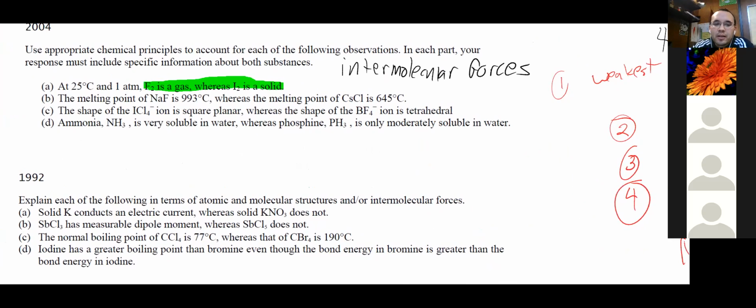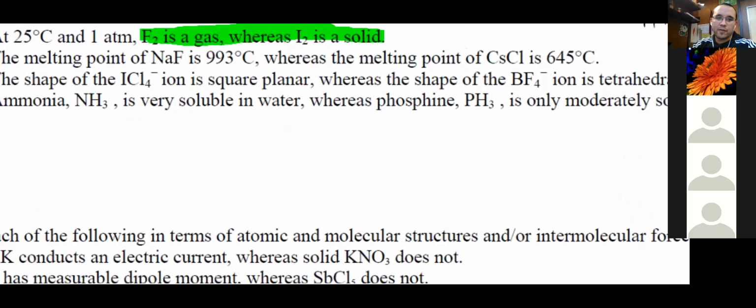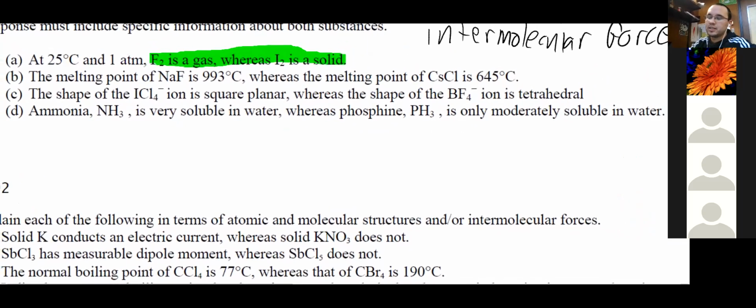So what do you guys think? What's the strong force that we're concerned with for this one? What's holding these materials together? This is for the CsCl, yep, for part B. So we're looking at the sodium fluoride and the cesium chloride. What force is holding those together?